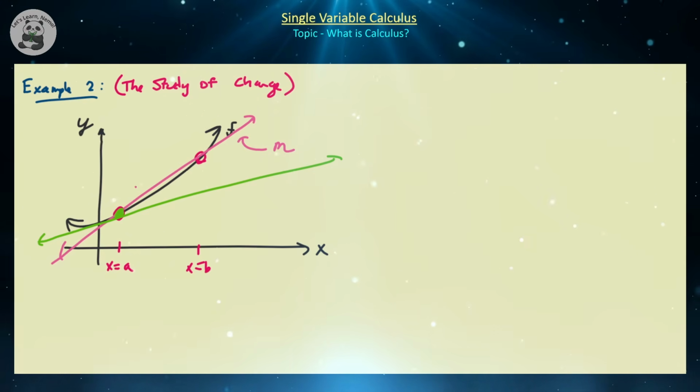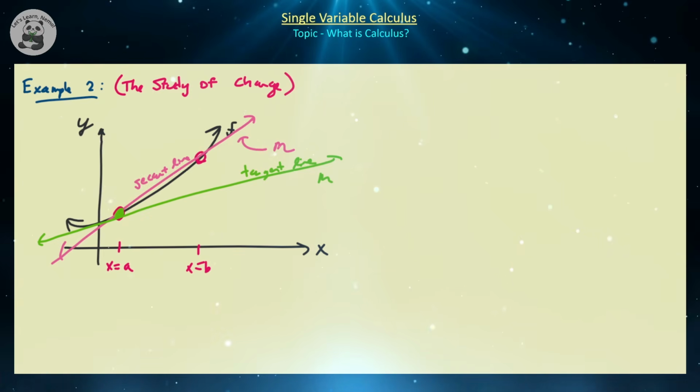So this pink line is called a secant line, and this green line is called a tangent line. The secant line passes through the points when x is equal to a and b, and locally the tangent line only passes through the function f when x is equal to a and a only. So what is the slope of this particular tangent line with respect to m?